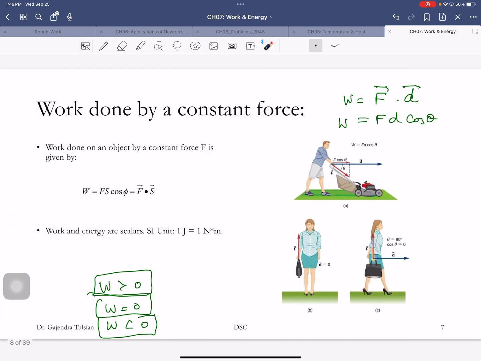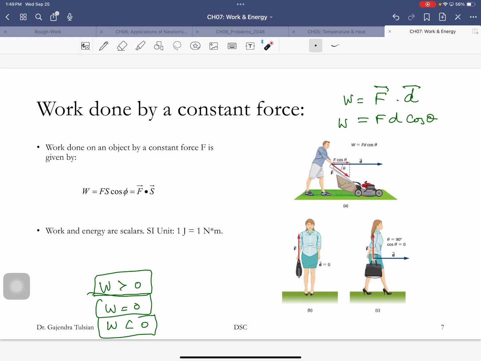All right, so what we did was we showed you the formula for the work done when the object was moving in a straight line and the force was constant. Well, what do you do when the force changes or the object is not moving in a straight line? All right, so let's figure that out.